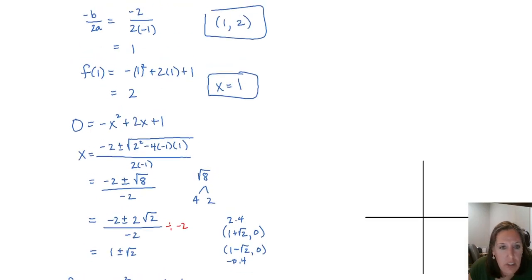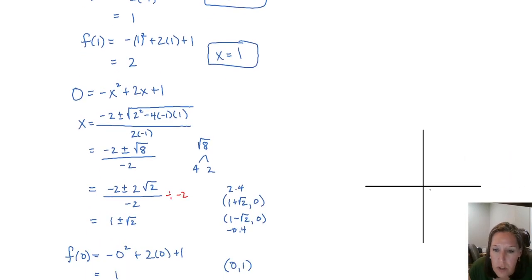All right, putting all that together on our graph, our vertex is the point (1, 2). We have our axis of symmetry there. Let me scoot that over and get it actually on (1, 2). And then our axis of symmetry. And then our x-intercepts are approximately 2.4 and -0.4. And we have a y-intercept at 1.